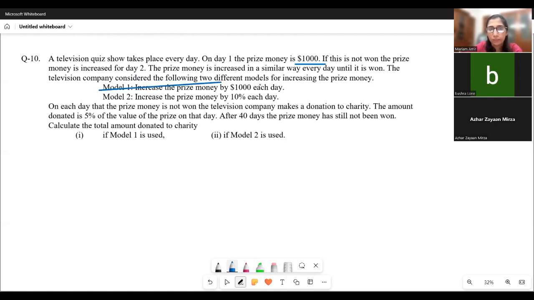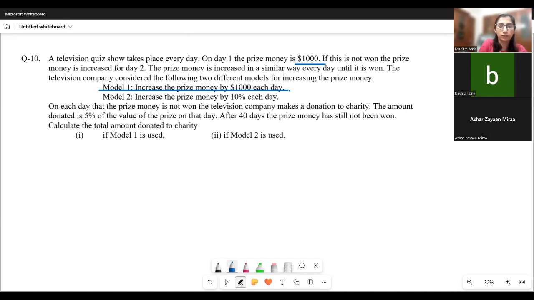Model 1 is increase the prize money by $100 each day. So what's this model? On the first day the prize money announced is $1,000. If someone wins it, very good, it is given to them. But if no one wins, next day $2,000 is available to win. If someone wins, very good; if not, next day $3,000 is available to win. Okay, so it increases by $1,000.